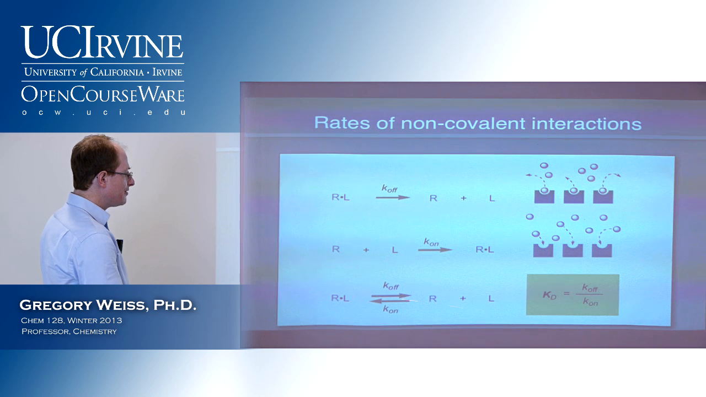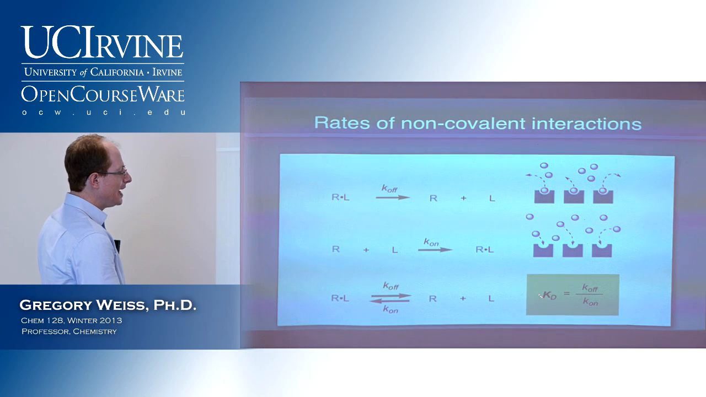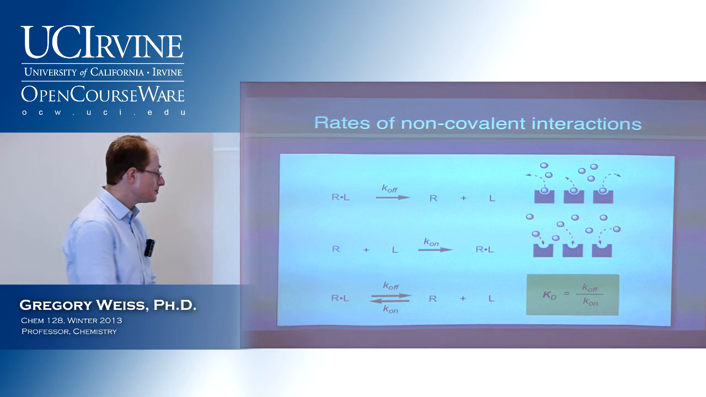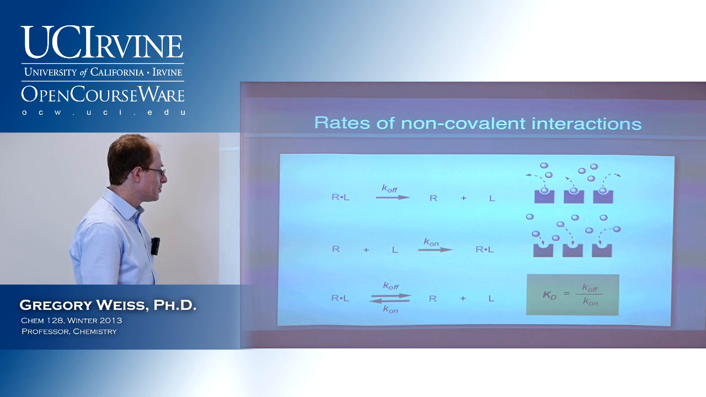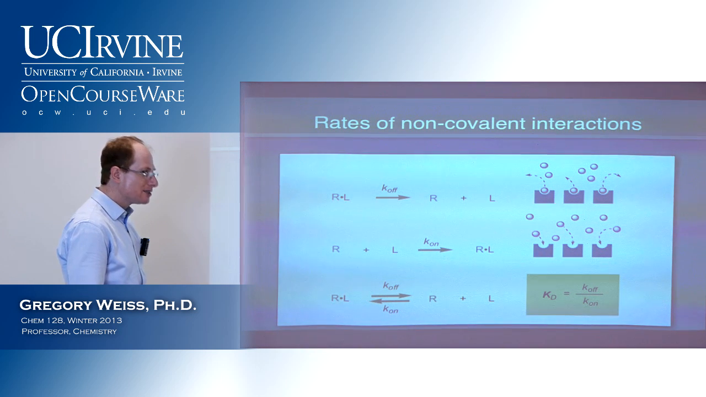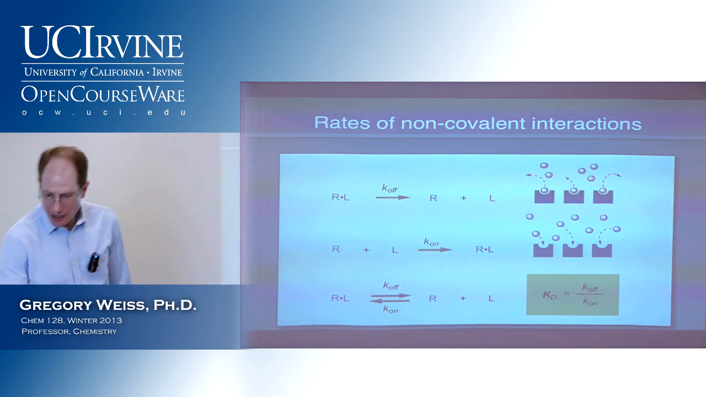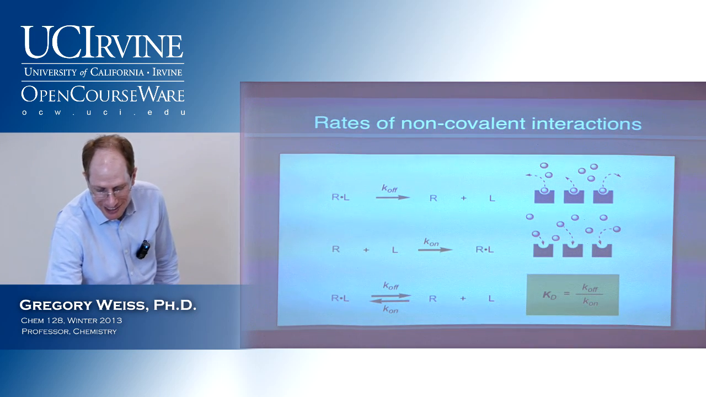Naturally, if this is at equilibrium, then you can work out that the Kd equals the ratio of the K off to the K on. Okay? Everyone still with me? Again, this is at equilibrium. Okay, good. Here's the thing.